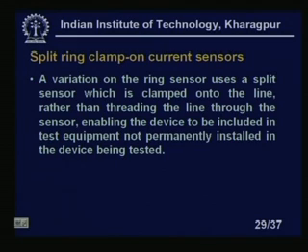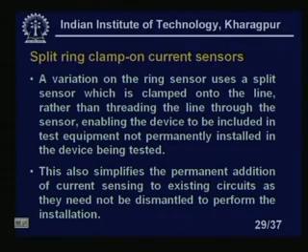We can also have split ring clamp-on current sensors. A variation on the ring sensor uses a split sensor, which is clamped onto the line rather than threading the line through the sensor, enabling the device to be included in test equipment and not permanently installed in the device being tested. This also simplifies the addition of current sensing to existing circuits, as they need not be dismantled to perform the installation. This is one good way of using a clamp-on sensor, because you do not have to dismantle the entire system.